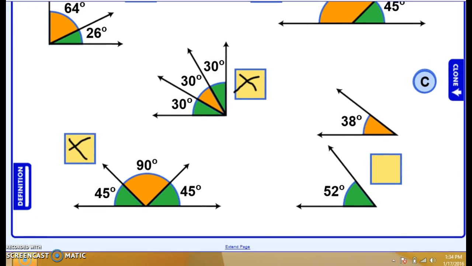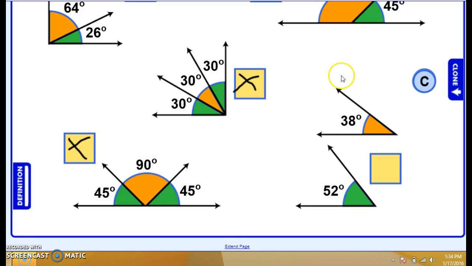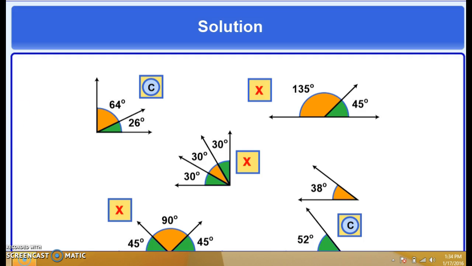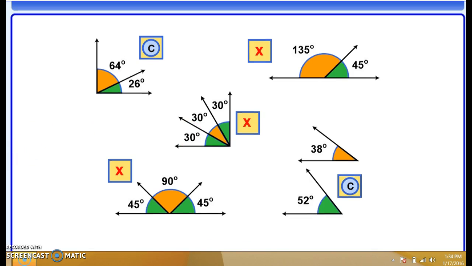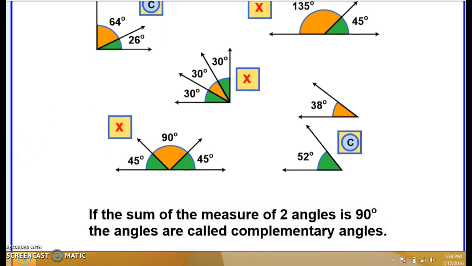And then if we go to this last one here, we have 38 and 52, which does add up to 90, so it is going to be a complementary angle. Once we go to the next slide, we can check our work. And like we said, the two angles that did add up to 90 are complementary. These two in the top right corner and bottom left corner that were more than 90 did not. This one was a little tricky in the middle because it did add up to 90, but it was three angles and not two. So it's still not a complementary angle.